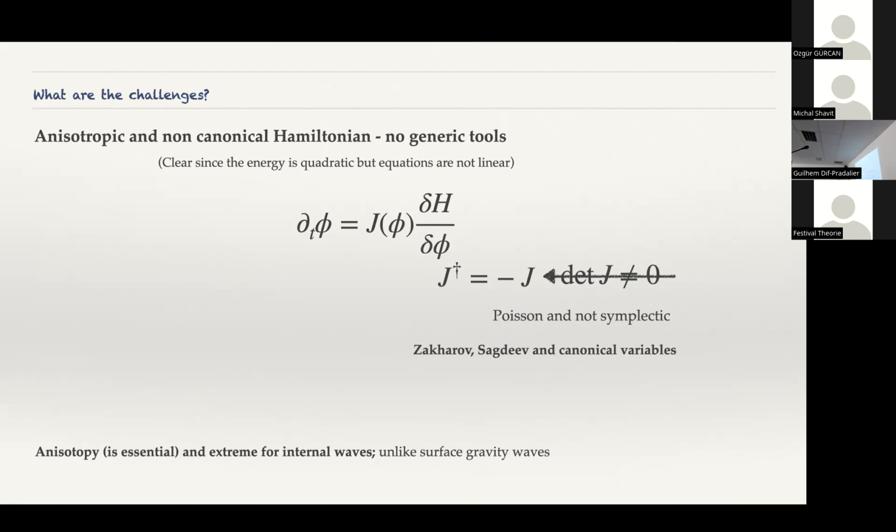So I'll remind you from your undergraduate studies that if you have a Hamiltonian system with x and t variables, the time derivative of this is written like that, where J is your skew-symmetric form.